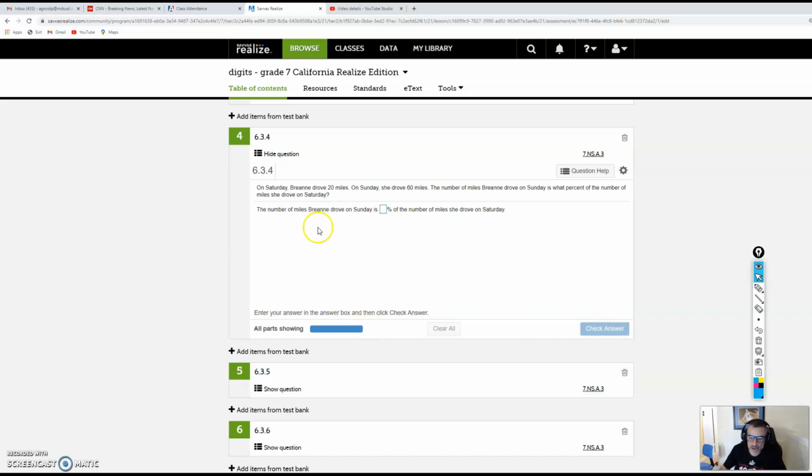All right, number 4, it says on Saturday, Brianne drove 20 miles. On Sunday, she drove 60 miles. The number of miles Brianne drove on Sunday is what percent of the number of miles she drove on Saturday? So we want to know 60 is what percent of 20, right? So in this case, what we don't know is the percent. We know the whole. Anytime you see the of, we know that the whole is 20. We know the part is 60. So now we need to solve for this percent.